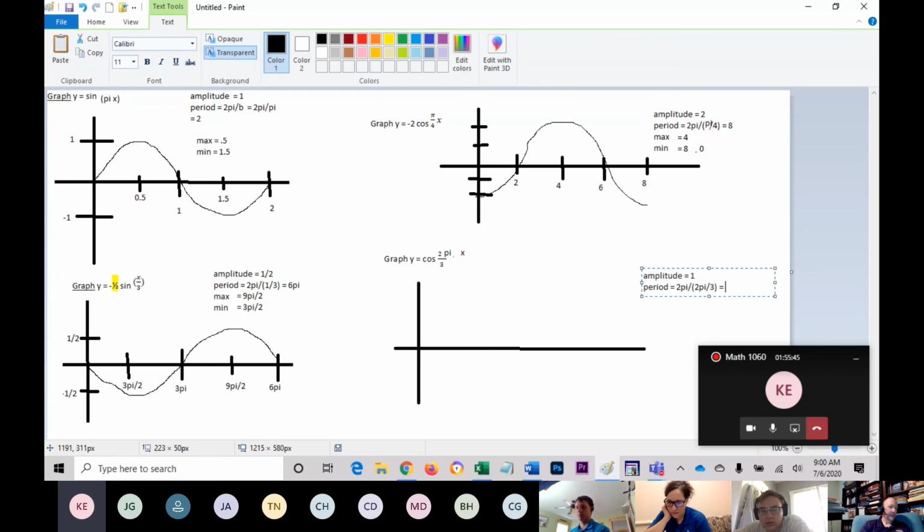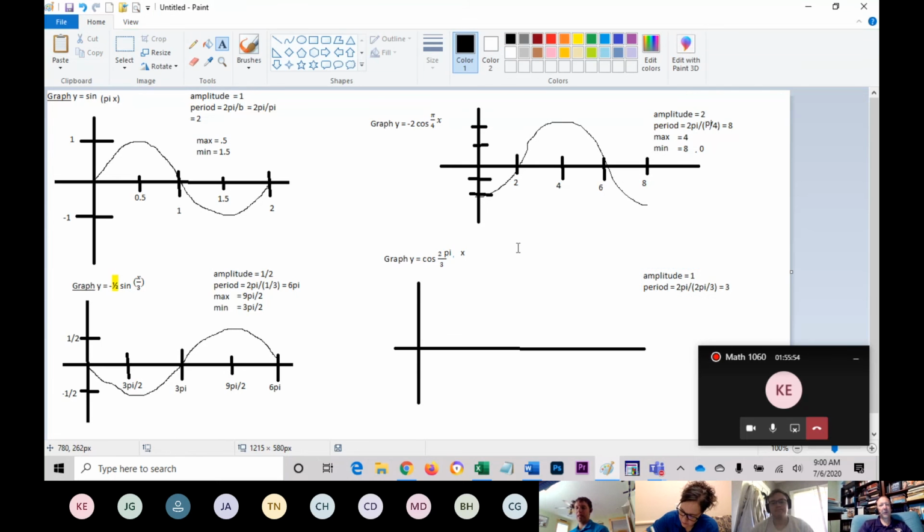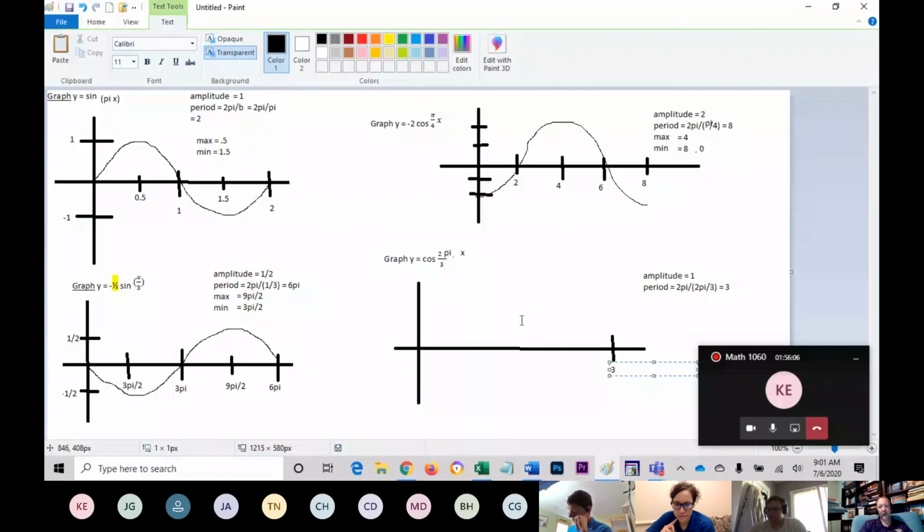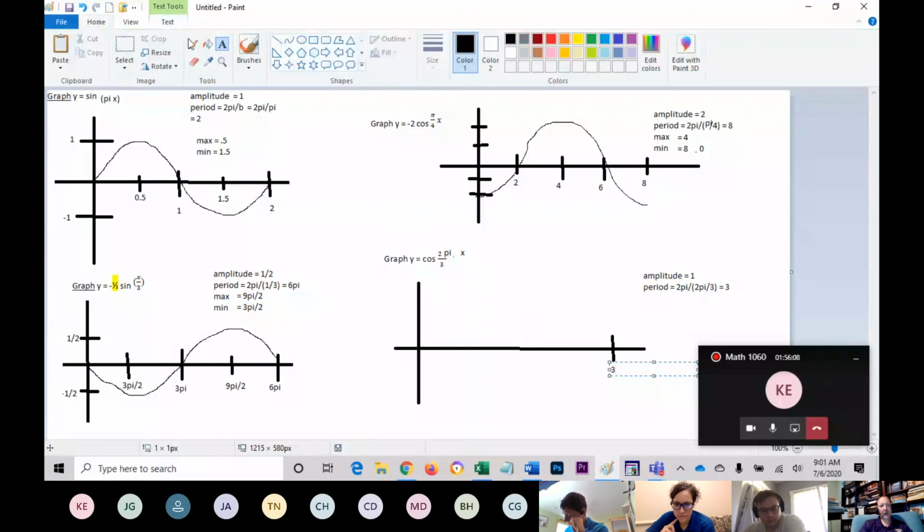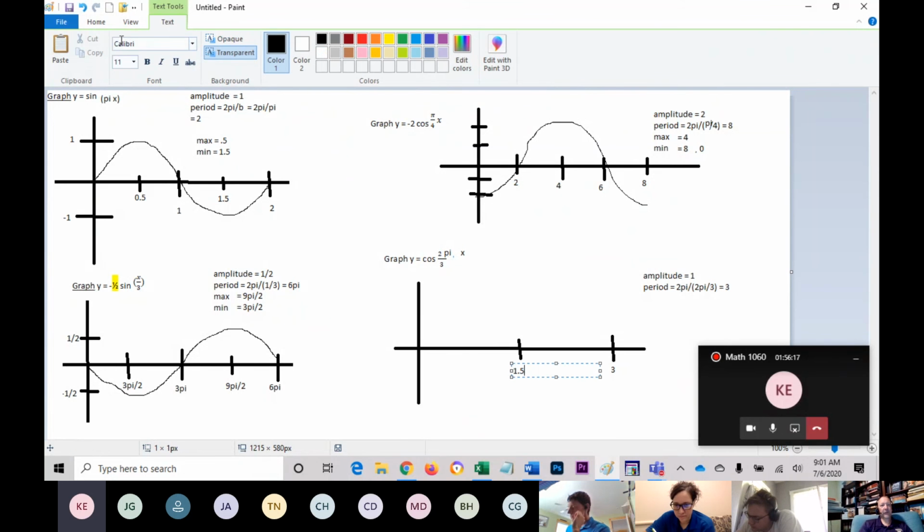So they cancel. The 2 pi's are going to cancel each other. So you're just left with 3. Perfect. Okay. So your period in this case is just going to be 3. So let me draw a 3 on here. Okay. So if this is 3, what's half of 3? 1.5. What's half of 1.5?